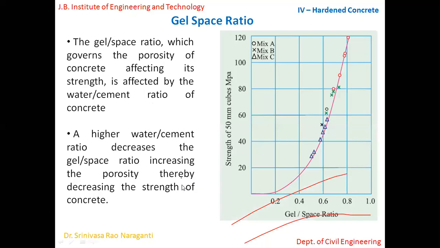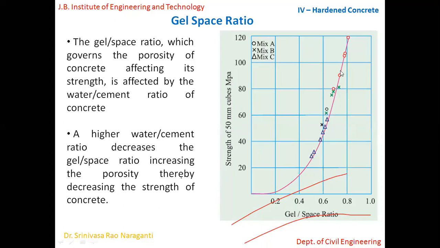Okay, here is the other graphical representation between the gel space ratio of concrete and the strength of 50 cube. That means you're taking 50 cube and getting it tested for different mixes. Different mixes in the sense water cement ratio changes, cement to aggregate ratio changes, all these changes here. For different values, how this is changing. Now, here if you see, as the gel space ratio increases, there is an increase in the strength of the concrete as well, irrespective of type of mix.